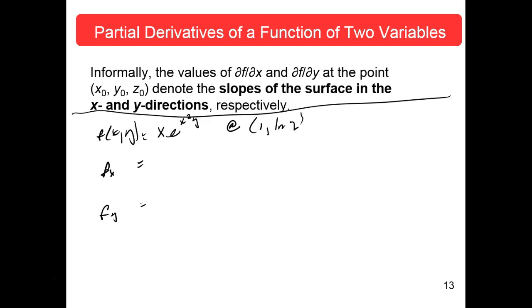So how does the product rule go? We're taking the derivative with respect to x. Of what? Of the x? So you want the derivative of x first. What's the derivative of x? 1 times the second function, e to the x squared y. So there's the first part. Derivative of the first times the second, plus x times e to the x.